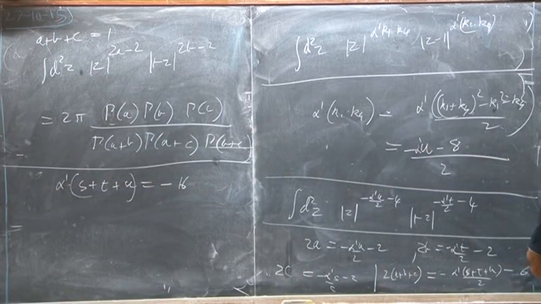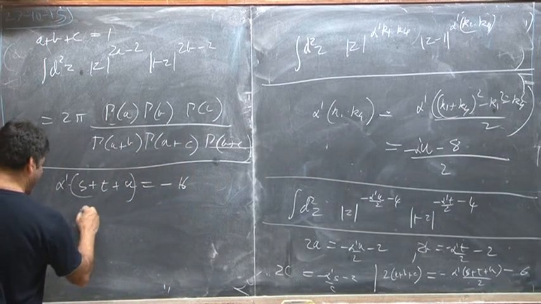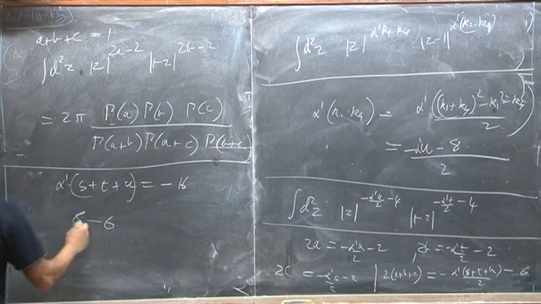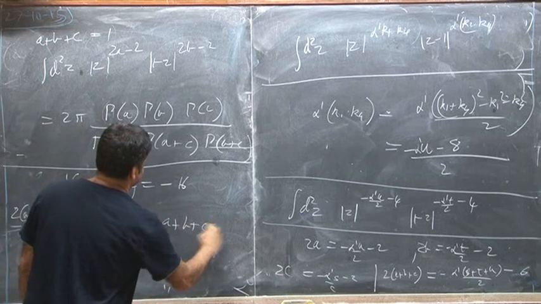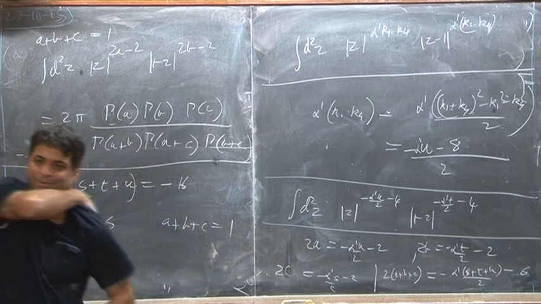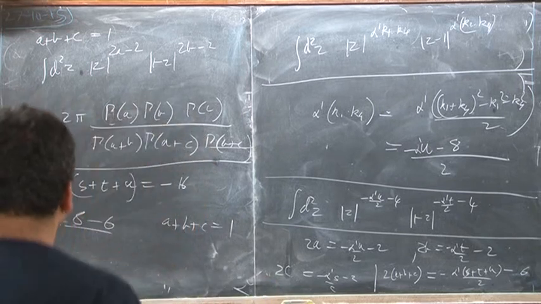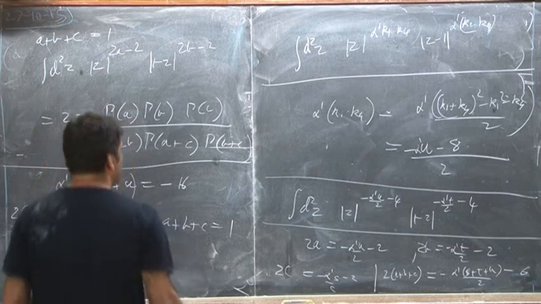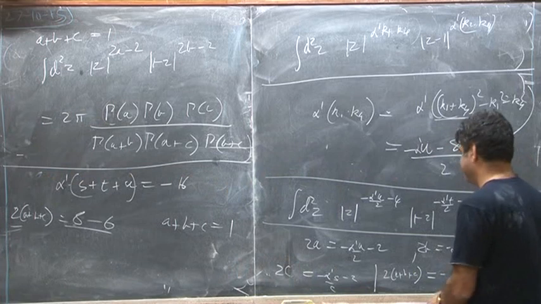So 8 minus 6, which is 2. Wonderful. So 2 into A plus B plus C is equal to 8 minus 6. Therefore, A plus B plus C is equal to 1, which is what we want. So we see that this identification of A, B, and C works.